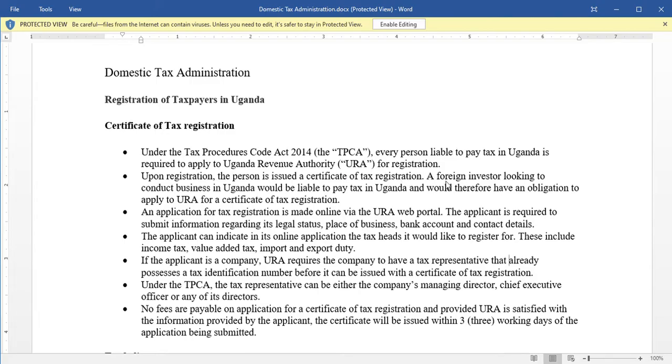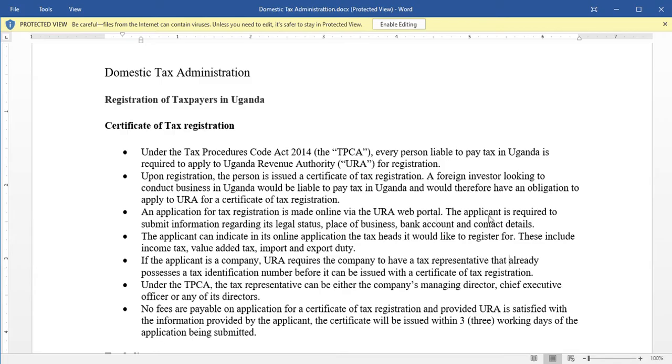For example, a foreign investor looking to conduct business in Uganda would be liable to pay tax in Uganda and would therefore have an obligation to apply to URA for a certificate of tax registration. So if you're liable to pay tax, you have to first apply to URA for registration. Then upon registration, you get a certificate of tax registration. And an application for tax registration to URA is made online via the URA web portal.